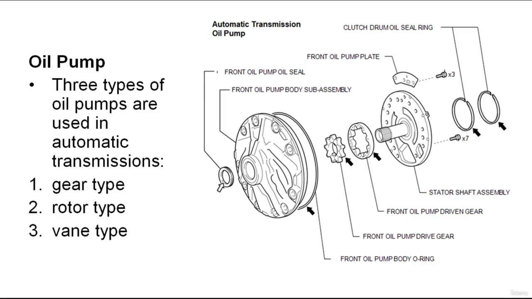Also, we have the oil pump. The source of fluid flow through the transmission is the oil pump. 3 types of oil pumps are commonly used in automatic transmissions: gear type, rotor type, and vane type. Oil pumps are driven by the pump drive hub of the torque converter, or by the oil pump shaft and/or converter cover on transaxles. Therefore, whenever the torque converter cover is rotating, the oil pump is driven and the oil pump creates fluid flow throughout the transmission.